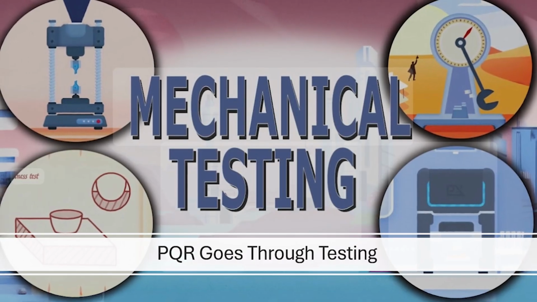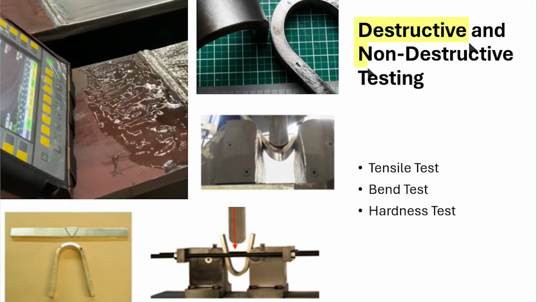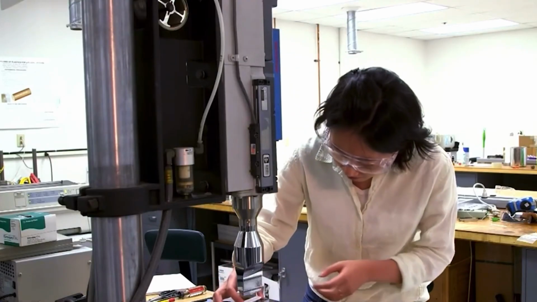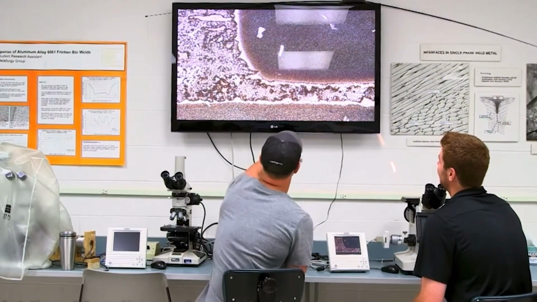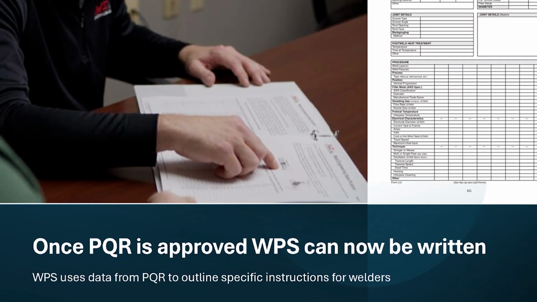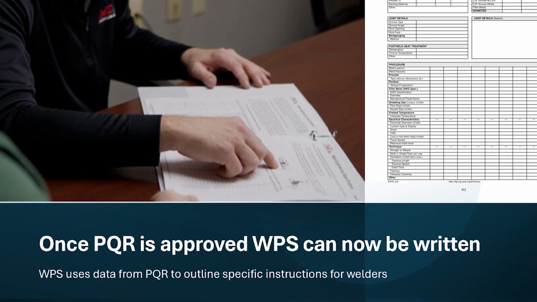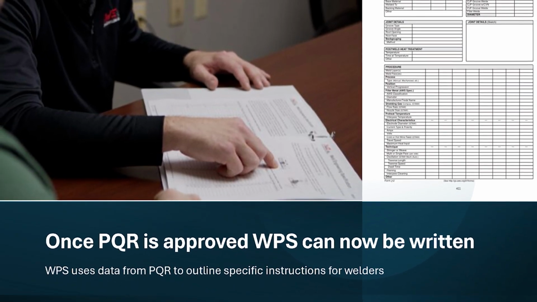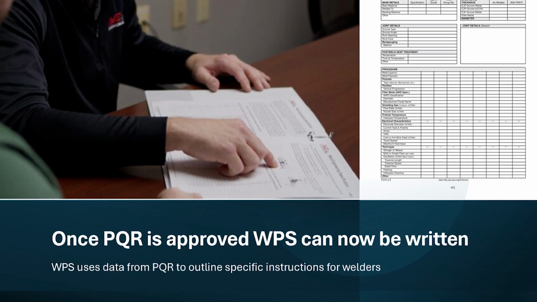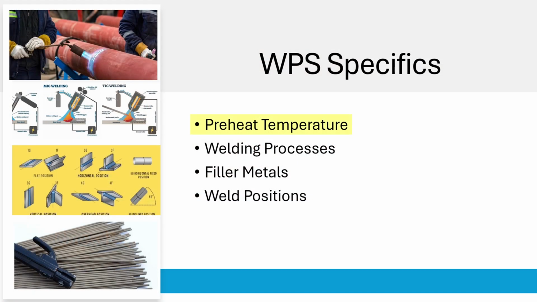Once the PQR is created and welded, it goes through destructive and non-destructive tests, such as tensile test, bend test, and hardness test to verify the mechanical properties of the welds. Once the PQR is established and validated, the WPS is written. The WPS uses the data from the PQR to outline the specific instructions for the welders, such as the preheat temperature, welding processes, filler metals, and the positions. So these are just the basics about WPSs and PQRs. Now let's see the type of questions that you guys will encounter on the exam, because there will be a good amount of them on your Part B exam.